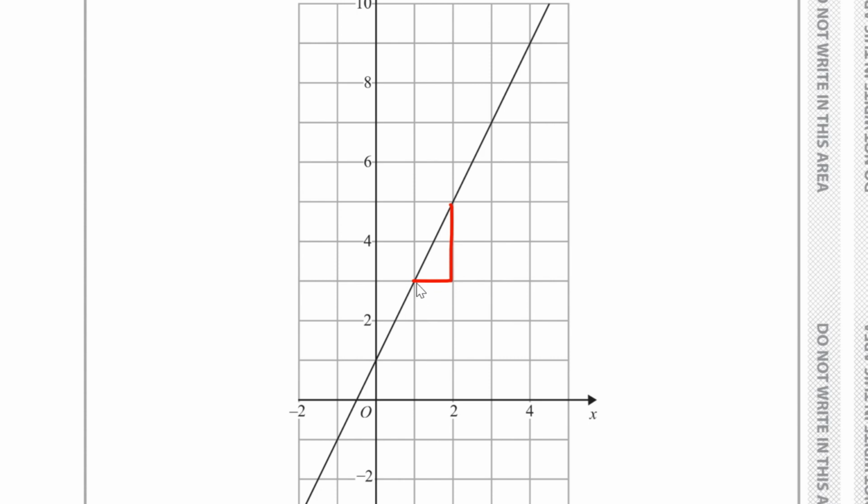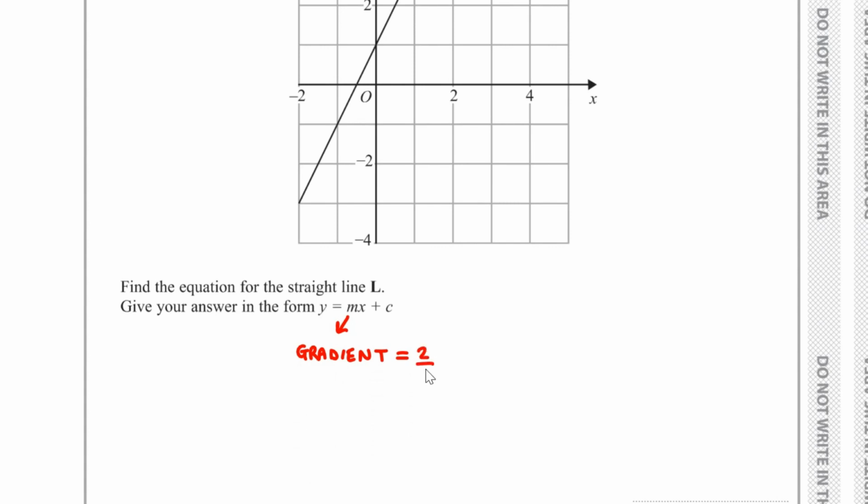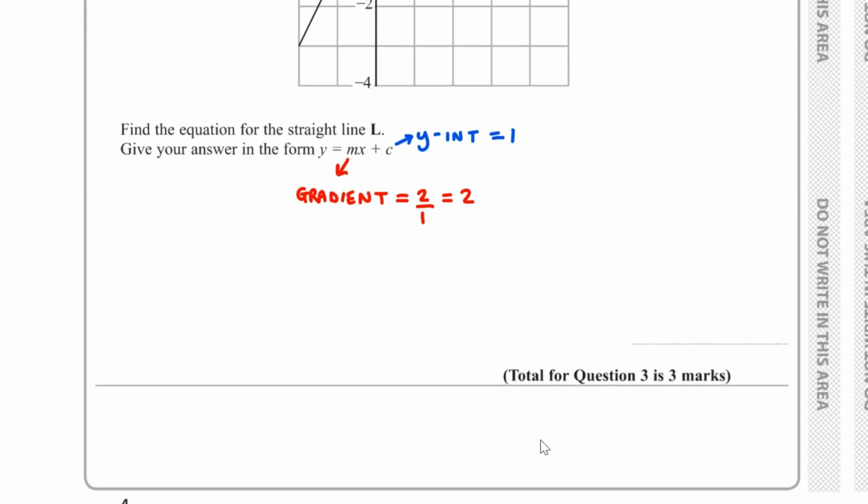we've got a change in y as 2, a change in x as 1, and therefore the gradient is equal to 2 over 1, which is 2. And for the c part, this would represent the y-intercept. The y-intercept, of course, is equal to 1. So the y-intercept is equal to 1, and therefore, the equation of the line L, we have y equals 2x plus 1.